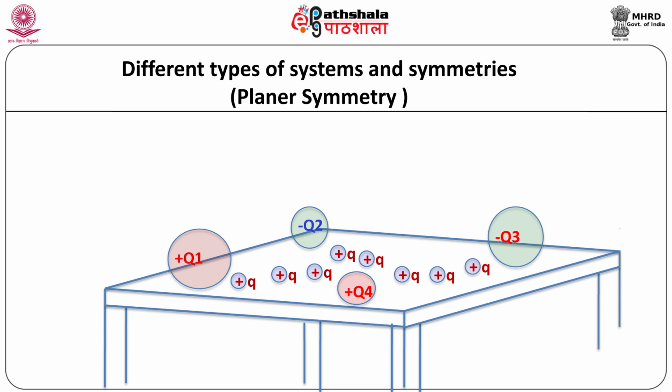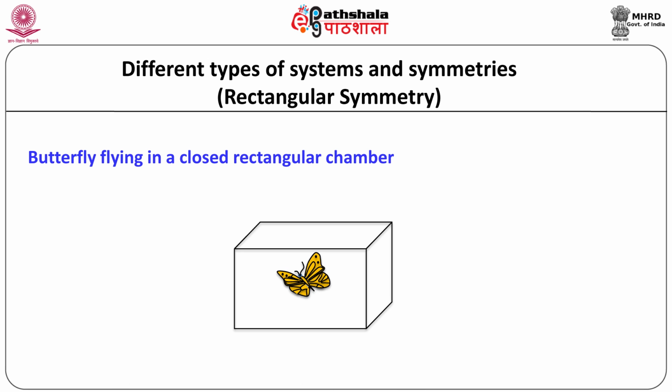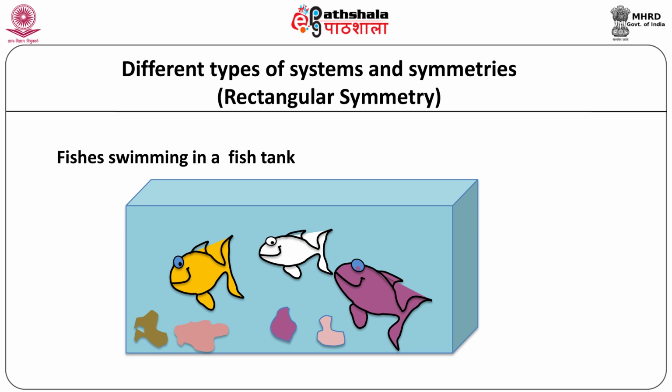Now, let us see some examples of rectangular symmetry. Here we see a butterfly flying in the hall and the fishes swimming in the water tank. In both of these illustrations, the motion is confined to a region in the form of a rectangular parallelepiped.